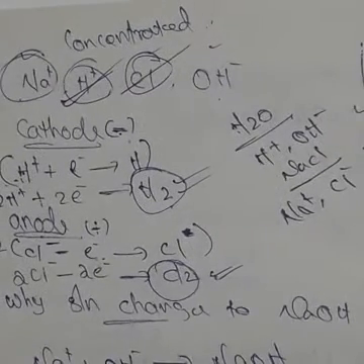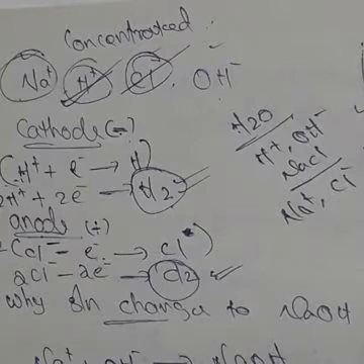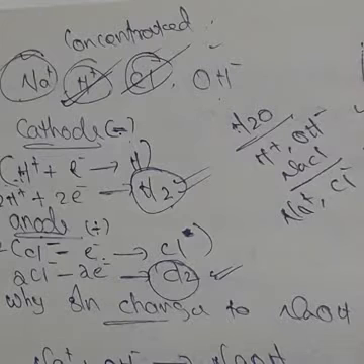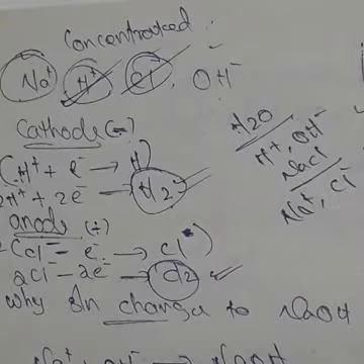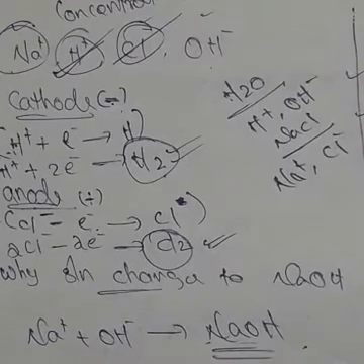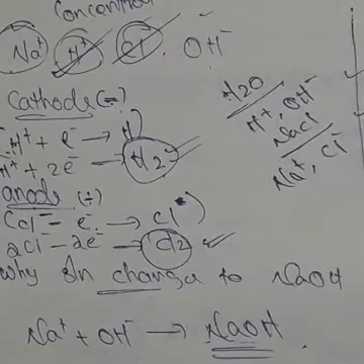So you have to say, in solution H plus is deposited at cathode, Cl minus is deposited at anode, Na plus and OH minus are left in the solution. This Na plus and OH minus combine to form sodium hydroxide. Clear?